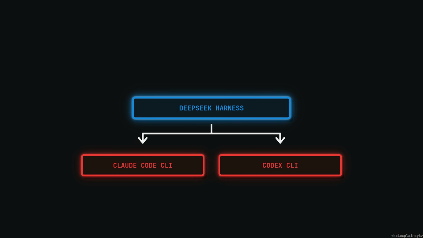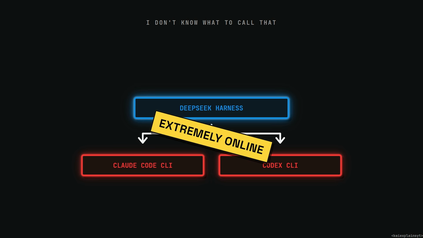DeepSeek built a harness that beats Claude Code on a benchmark, using Claude Code and codex internally to help build it, and then ships those same tools inside the harness for you to use. I don't know what to call that. Recursive? Audacious? I've settled on extremely online.